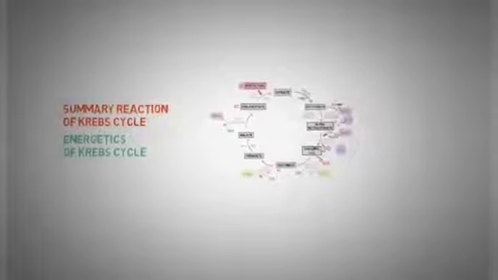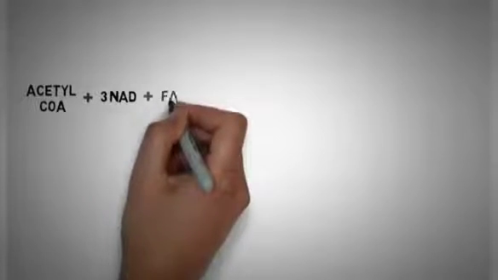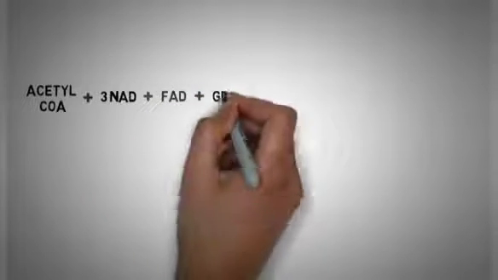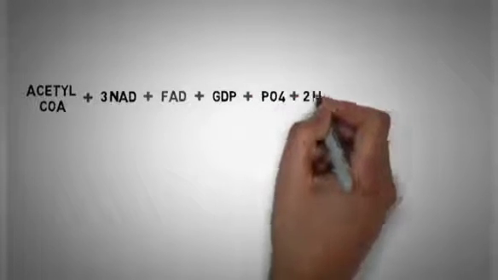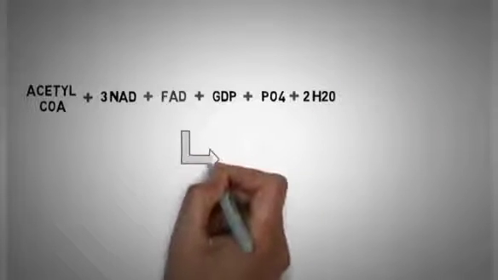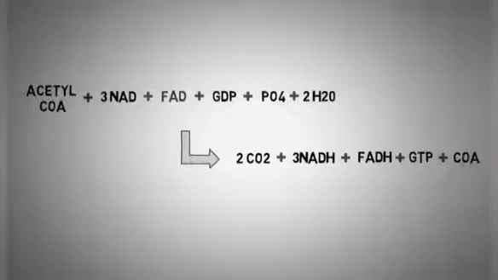So first, coming to the summary reaction of the Krebs cycle. Now the net reaction of the citric acid cycle is 1 molecule of acetyl-CoA plus 3 molecules of NAD plus 1 molecule of FAD plus 1 molecule of GDP plus 1 molecule of inorganic phosphate plus 2 molecules of water combined to give 2 molecules of carbon dioxide and 3 molecules of NADH plus 1 molecule of FADH plus 1 molecule of GTP and 1 molecule of coenzyme A. What is this gibberish?